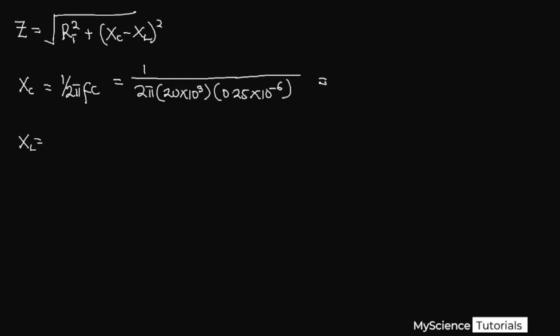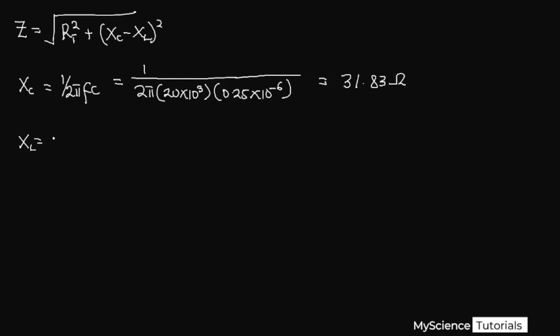Okay. Now if we compute this into the calculator, 1 over 2 pi multiplied by 20,000 multiplied by 0.25 times 10 raised to the power negative 6 is going to give me 31.83 ohms as my answer, or as my capacitive reactance. Now the next thing I need to do is to find my inductive reactance.